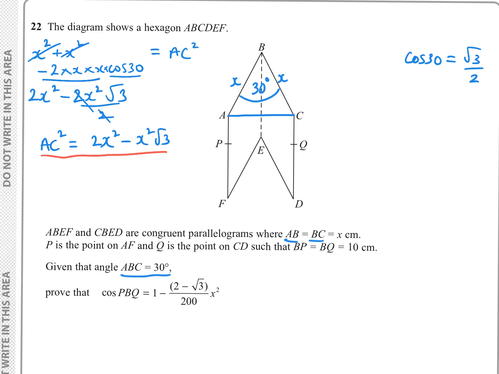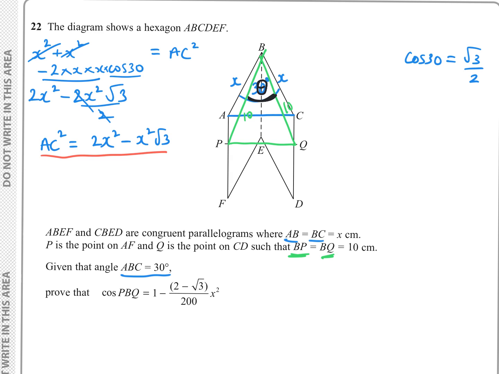The next part of the question says that BP and BQ are both 10. So that leaves me this triangle now, which is triangle PBQ. And don't forget, PBQ is the angle that's involved in the proving of the final answer. So that's going to be significant. So we're going to call this angle, the one we want to find, theta.